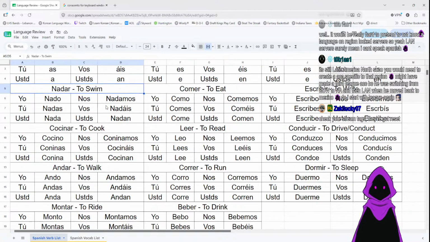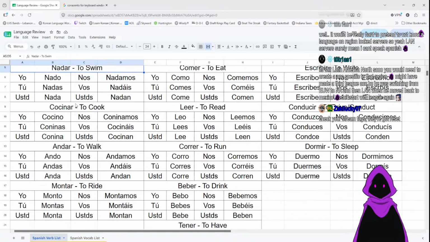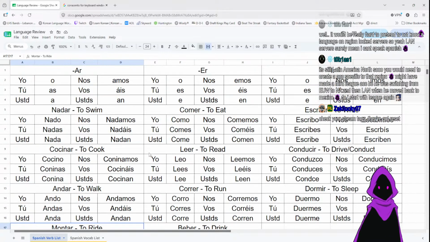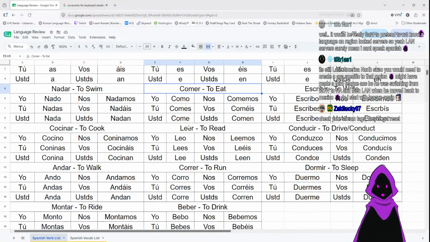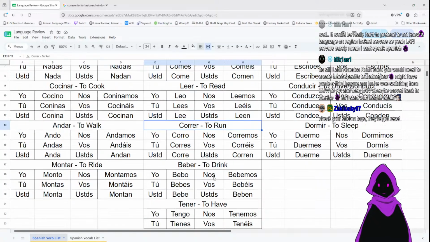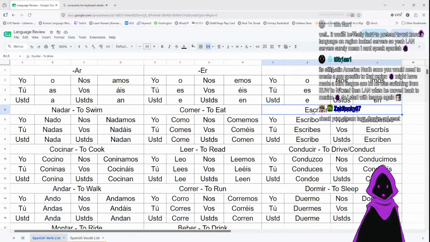But some of our basic verbs here are nadar to swim, cocinar to cook, andar is to walk, montar is to ride, comer to eat, leer to read, correr to run, beber to drink, and tener to have. With escribir to write, conducir to drive or conduct, and dormir to sleep. And yeah, this is all I really got for us all today, so let's go find someone to raid now.